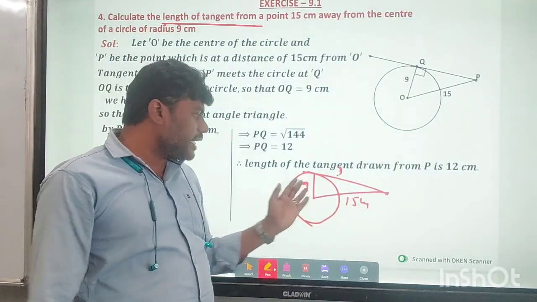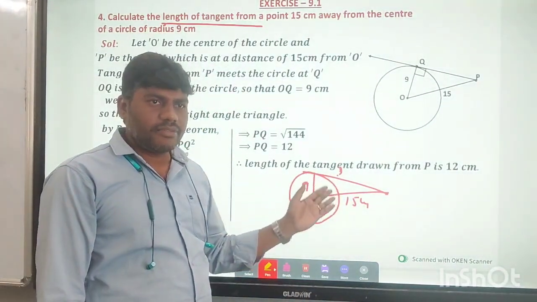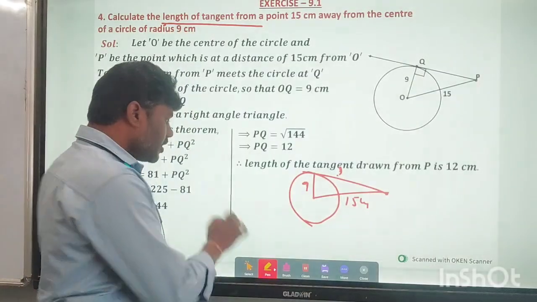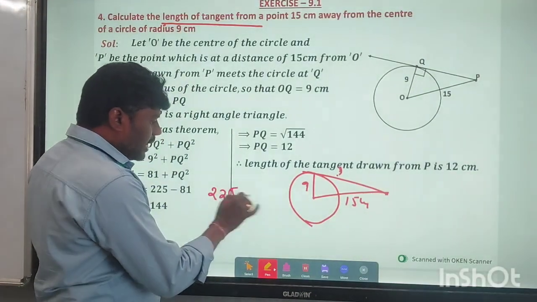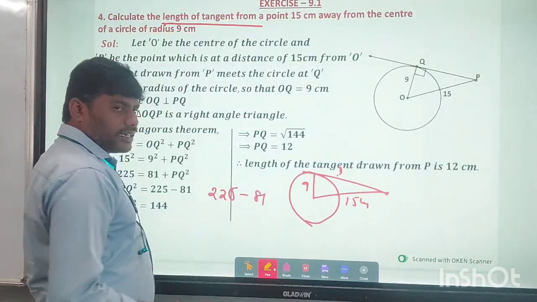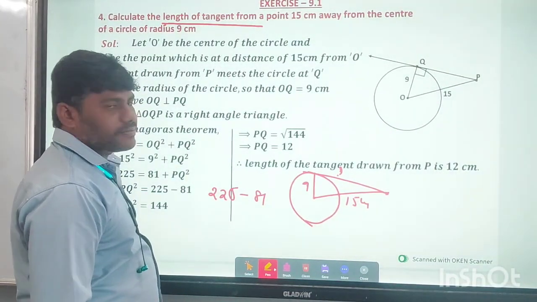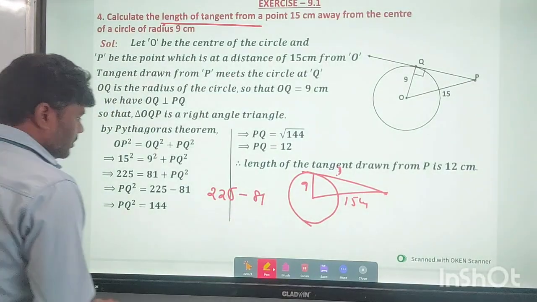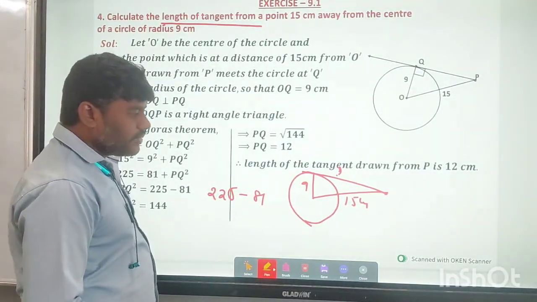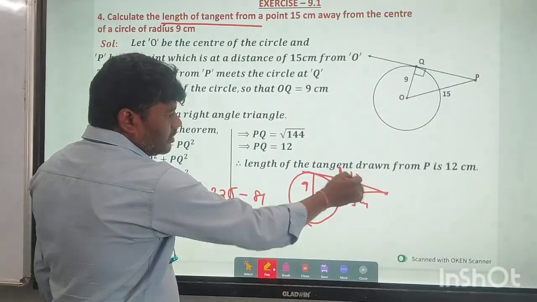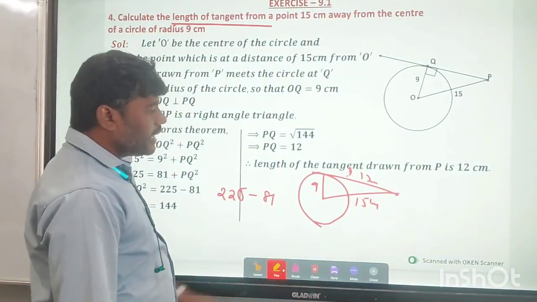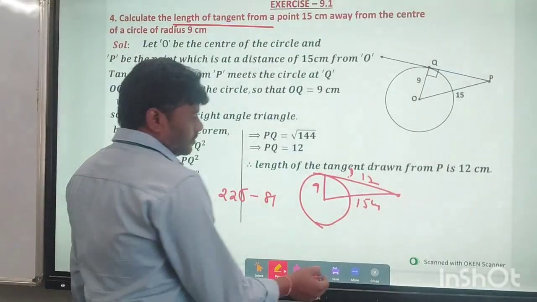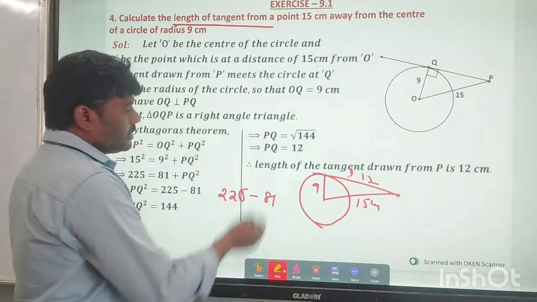Hypotenuse square equals side square plus side square. So 15 square minus 9 square, how much? 15 square equals 225, minus 9 square, 81. 225 minus 81 is 144. Root of 144 equals 12. So the length of the tangent equals 12 centimeters. Yes or no? Do this one.